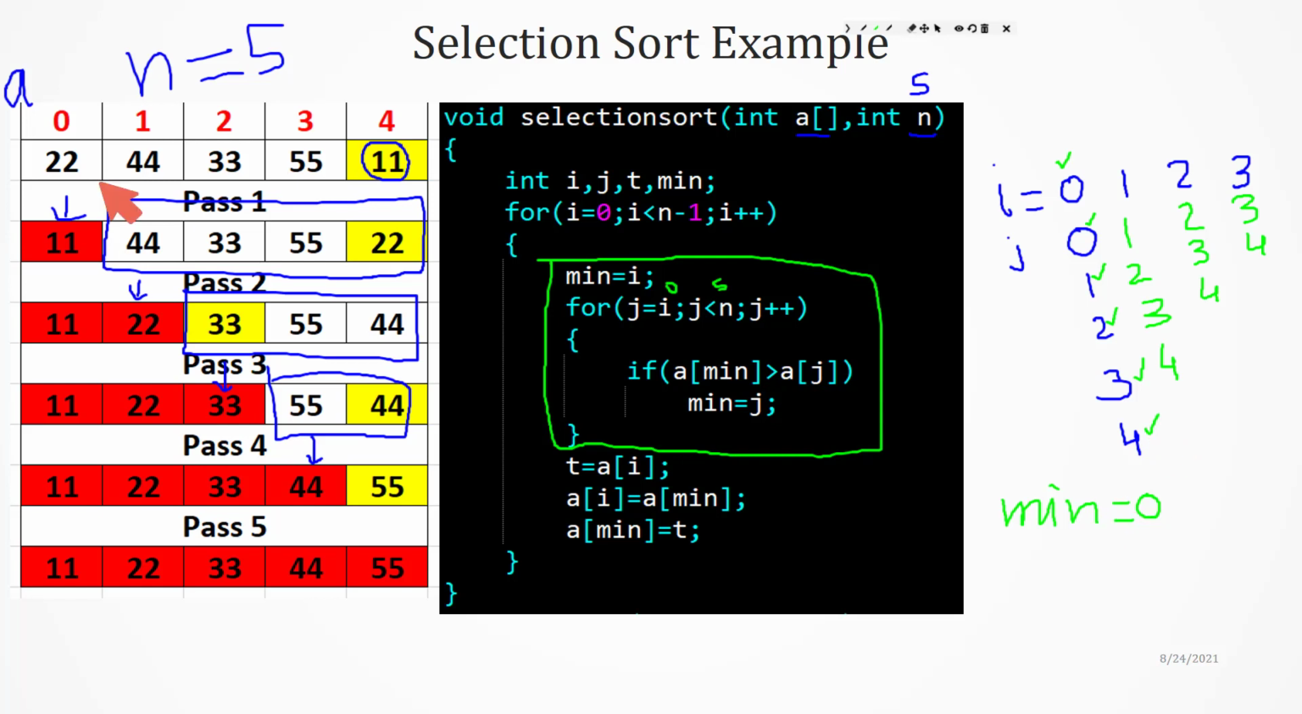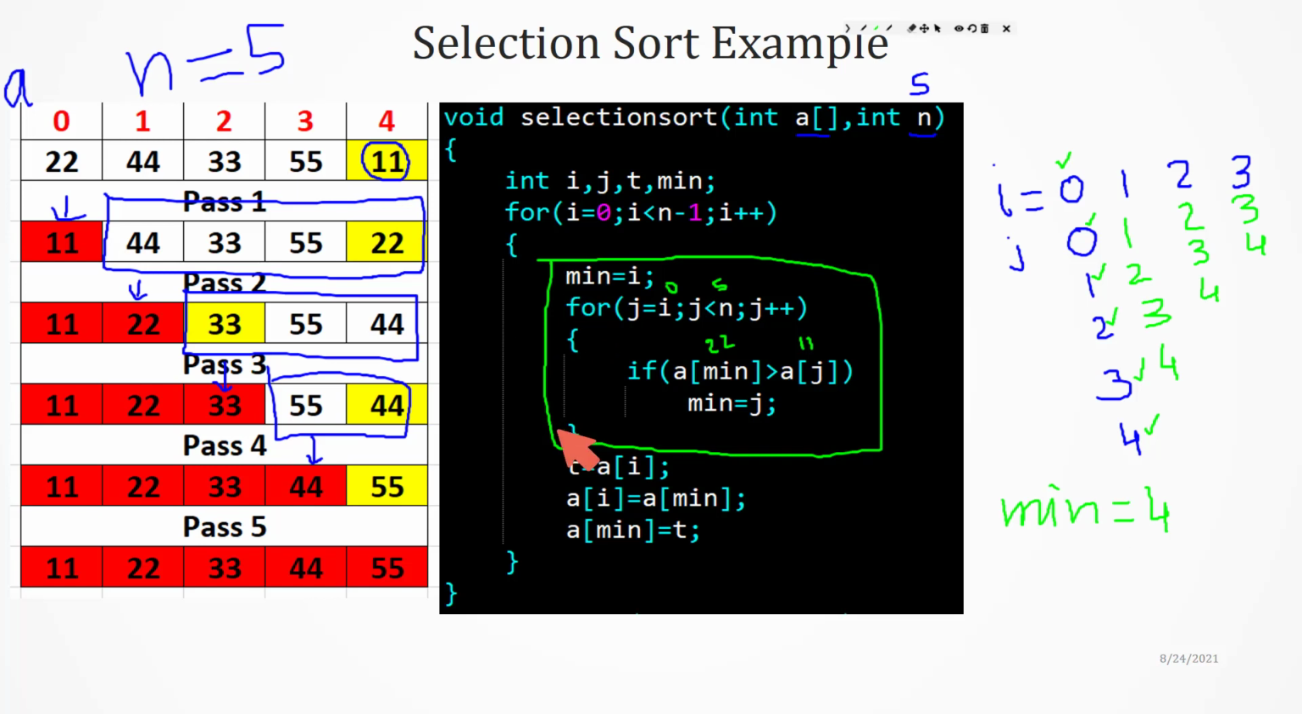Now min equal to 0. 0 means in 0th position 22 is there. A of min is 22. 22 greater than A of j. A of j is 11. So 22 greater than 11, it is true. Min equal to j. What is j? j equal to 4. So min gets the value 4.